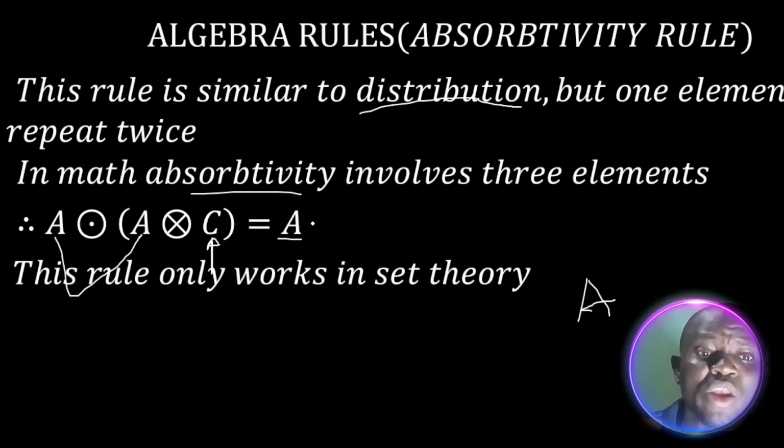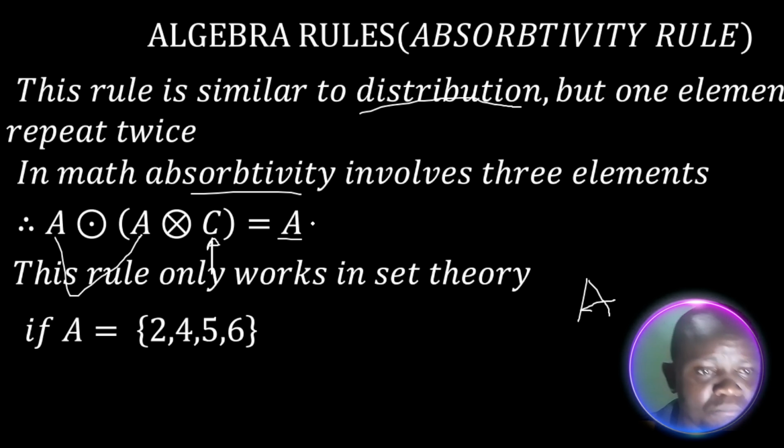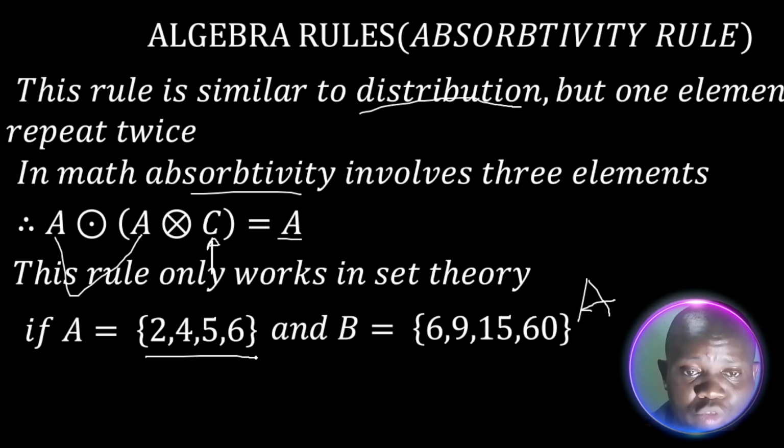This rule only works in set theory. Let's say, for example, we have A to be this particular set, because we say that it works in set theory, we want to see it in action. If we have A to be this particular set of 2, 4, 5, 6, and we have B to be the set of 6, 9, 15, and 60.